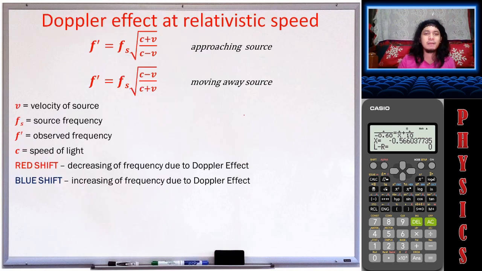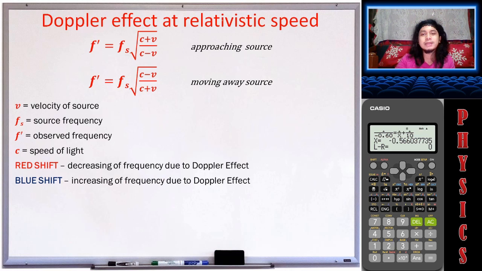Meron pa pala tayo Doppler effect at relativistic speed. Uy, sir, may Doppler effect tayo nung sa sound. Of course, yes. Ito nga lang, Doppler effect, more on light. Okay? Dalawa yung formula natin pag approaching source at kapag moving away source. Kapag approaching source, pag maglalapit sila, ano nangyayari sa frequency? Tama, tumataas. Kapag lumalayo naman, ano nangyayari sa frequency? Siyempre, bumababa.